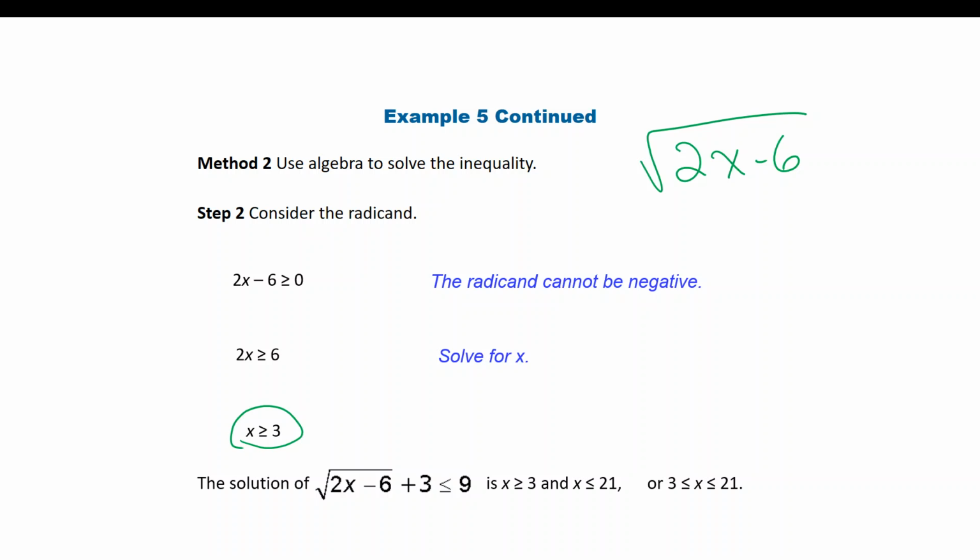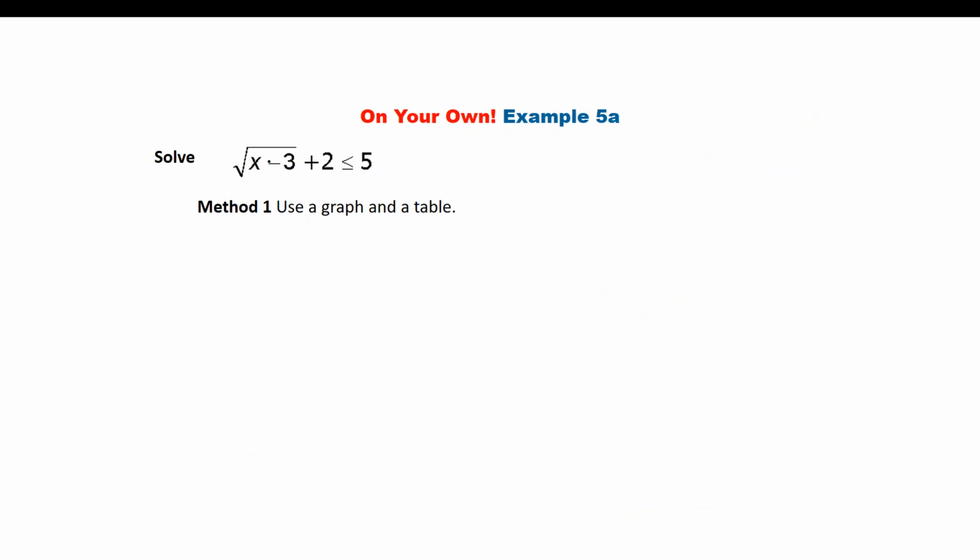So the final solution is going to be x is greater than or equal to 3, and x is less than or equal to 21, or it could just be written out like this. Try this one on your own, and then you will be done.